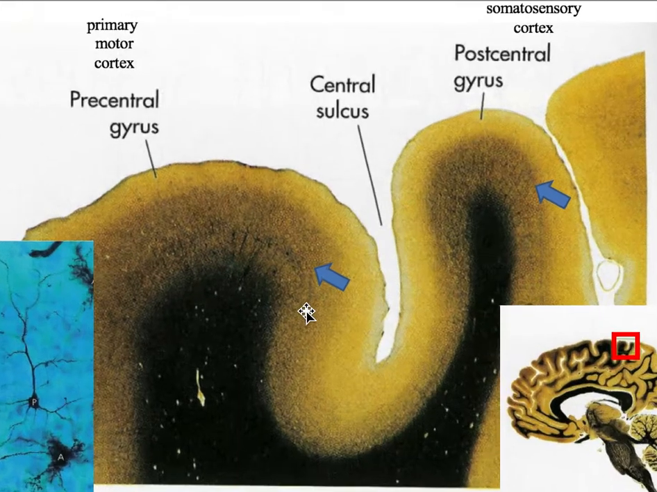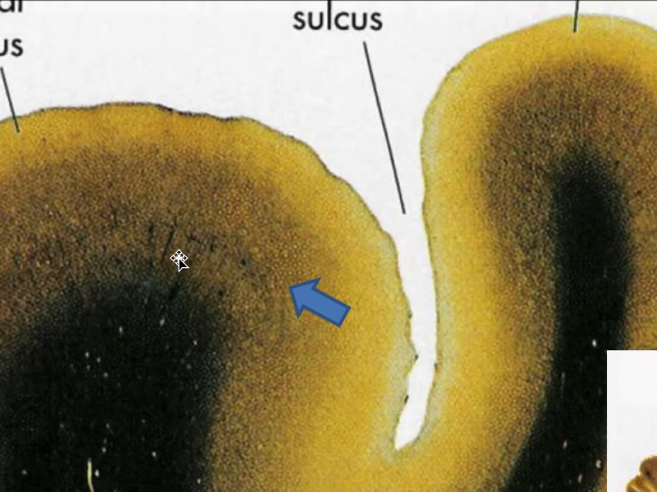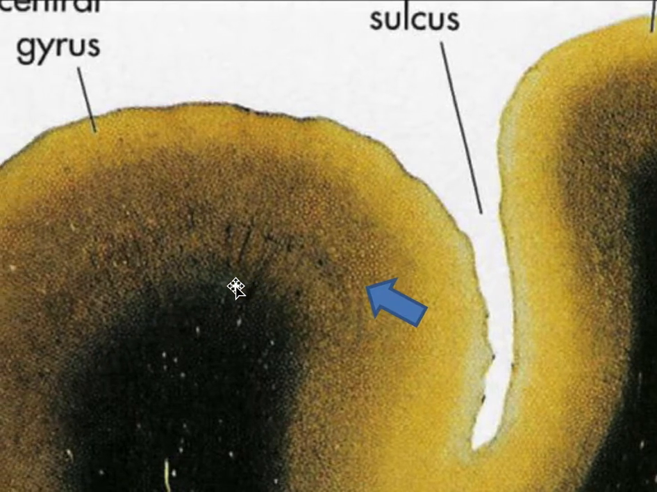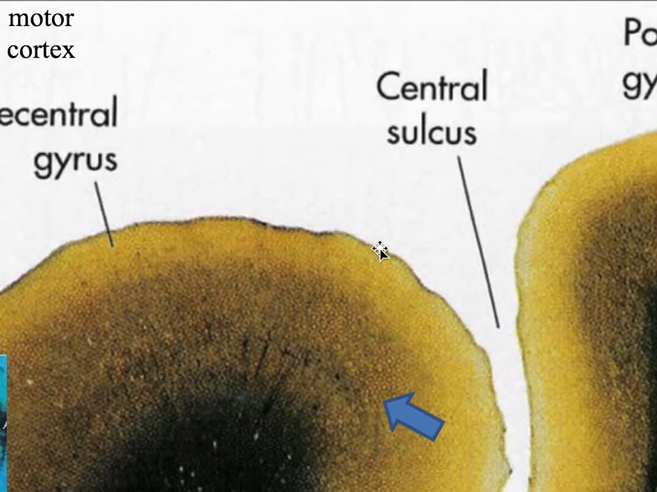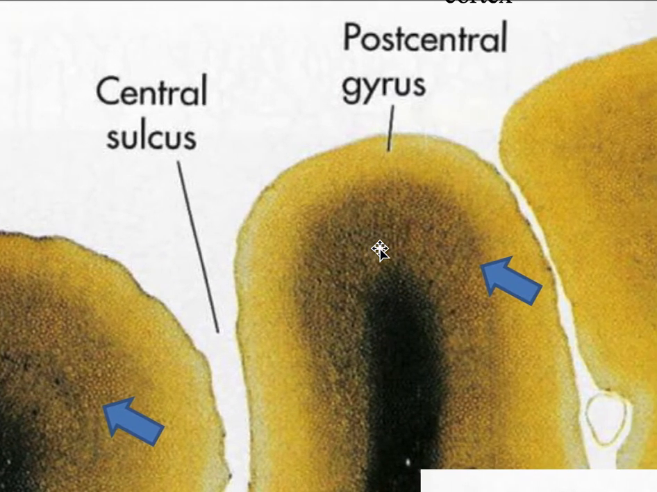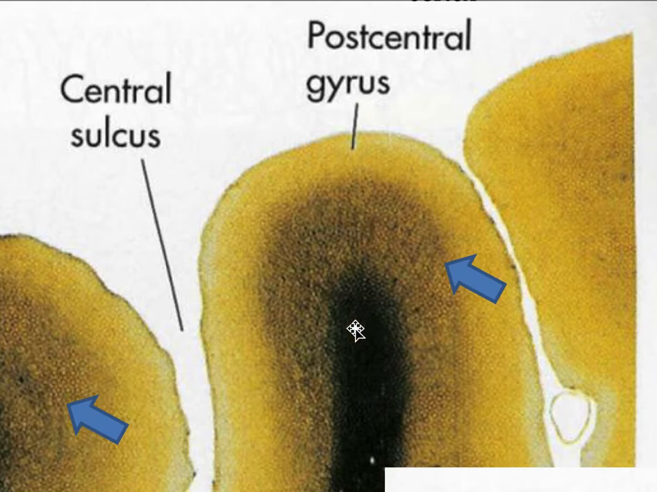What's really interesting is that if you zoom in and look closely here, these dark spots are large Betz cells that reside within layer 5 of this area. And so this layer is really predominant in this region. Contrast that to the other side of the central sulcus. Over here we have the somatosensory cortex on the post-central gyrus.